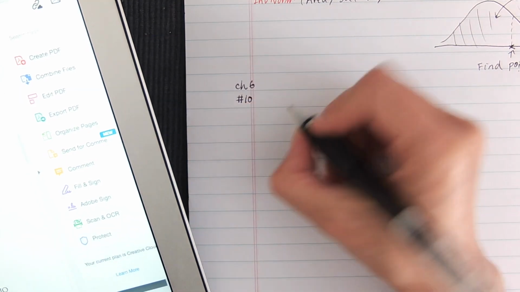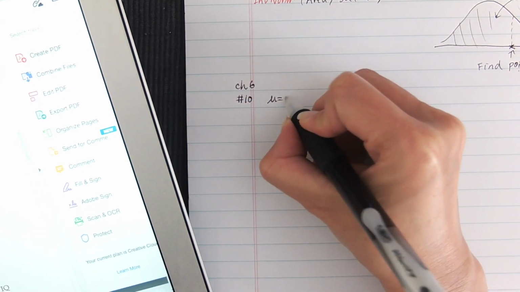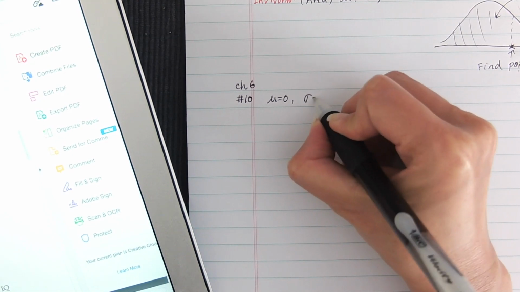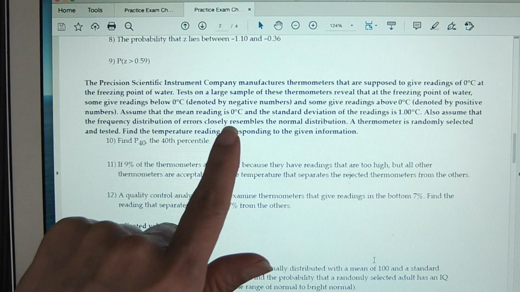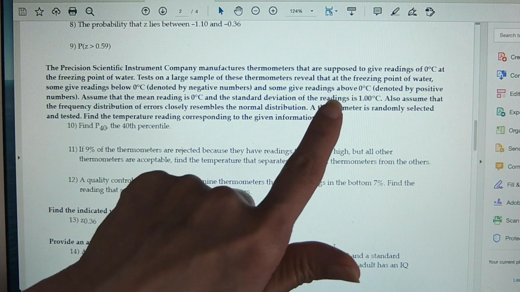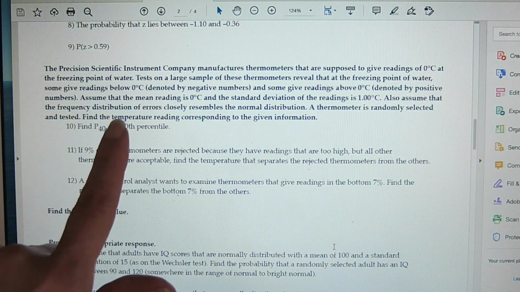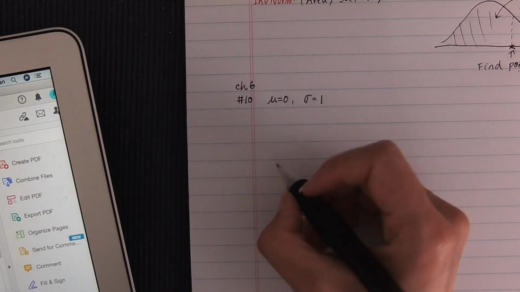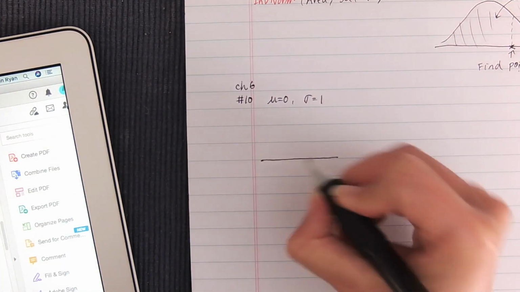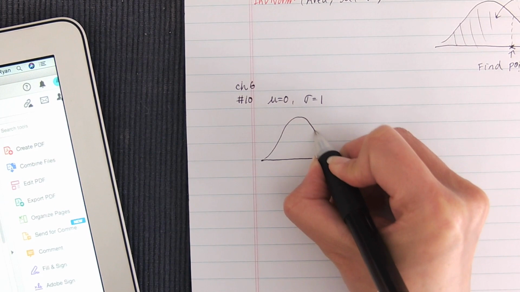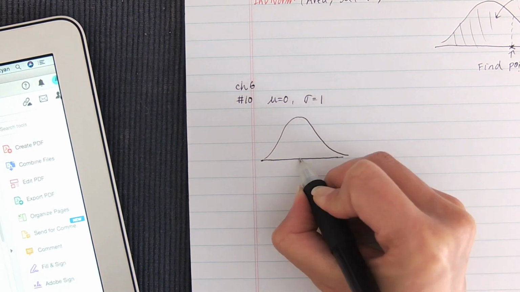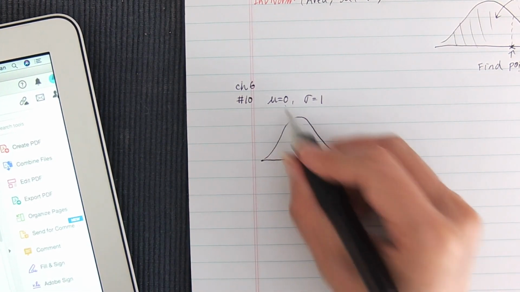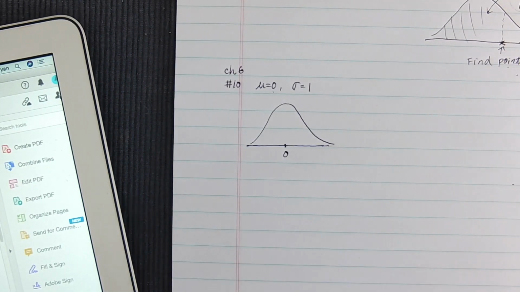Chapter 6. So they are saying mean is 0, standard deviation is 1. That's exactly the same. And it said it's a bell shape. So here's my bell shape. Make sure the center mean equals 0. That's the information you have to understand. Then what's the question?